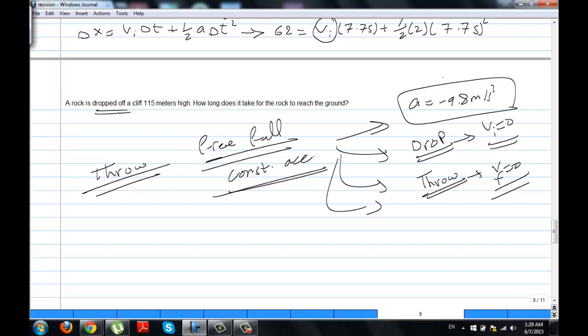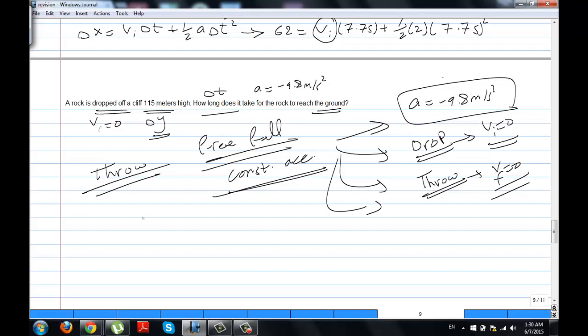So the object here is dropped off a cliff, which means that the vi is 0. A cliff which is 115 meters, which is the delta y in this case. How long? This means that I'm asking about delta t to reach the ground. There is another given as well, which is the 9.8 meters per second square, which is the acceleration. So what is not mentioned in this problem? The vi is mentioned, delta y, which is the same as delta x, the displacement, delta t, and acceleration.